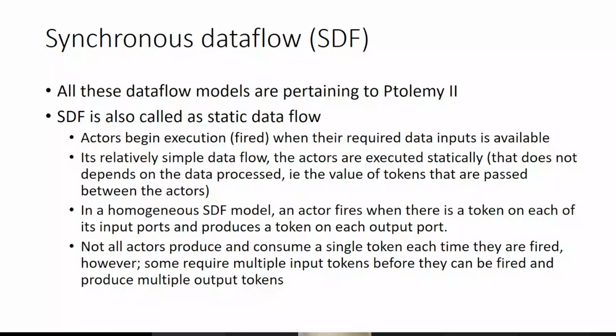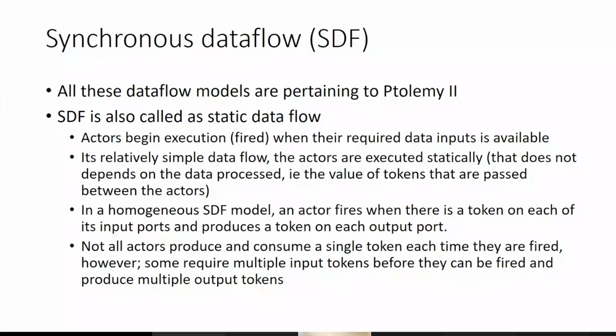If the value of tokens coming in between the pipes also affects execution, then we call that a dynamic data flow. That will come later. Okay. So static data flow means it is statically executed, which does not depend on the data processing in the pipes between the actors.